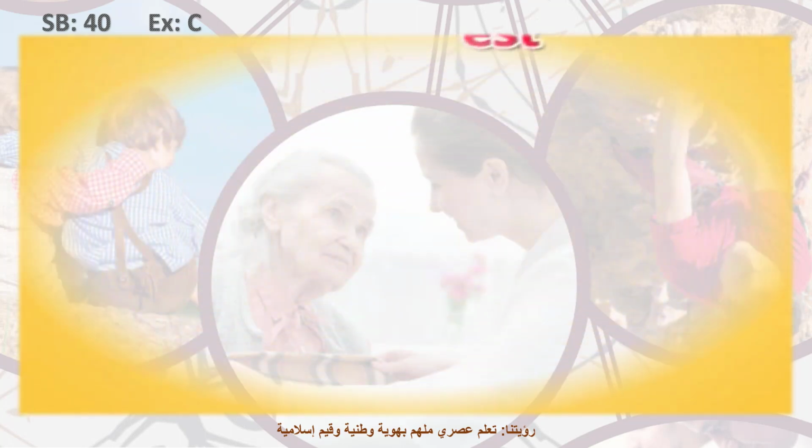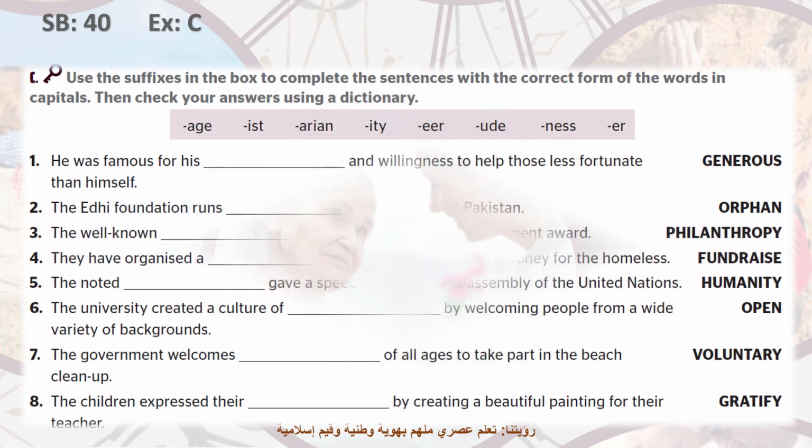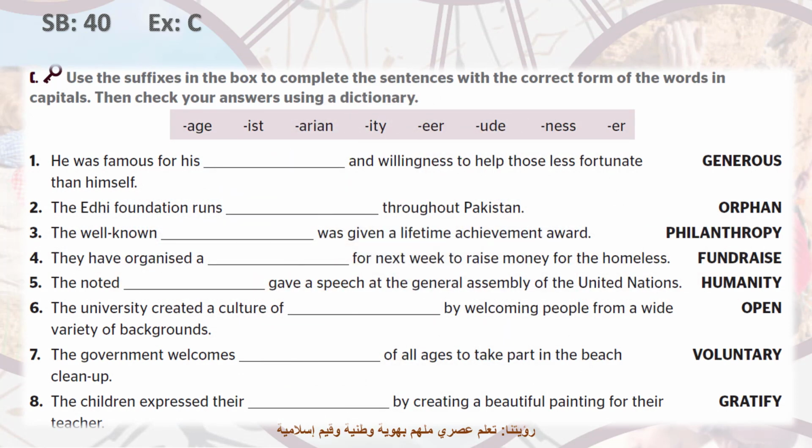Affixes are letters that are added to a word. If they are added before the word, they are called prefixes. But if they are added after the word, they are called suffixes.